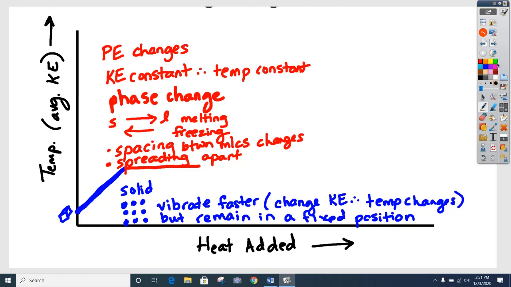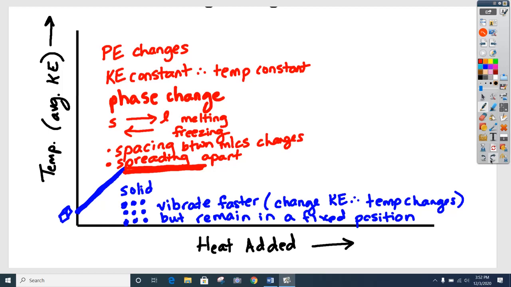Okay, so one more time. As I move from left to right along this part of the graph here, the molecules will use the energy that you are adding to spread apart, to change the spacing between molecules. So the molecules are vibrating faster and faster, and then they reach a point where they can't vibrate any faster and remain a solid, and so the energy that you're adding is used to space the molecules apart from each other.